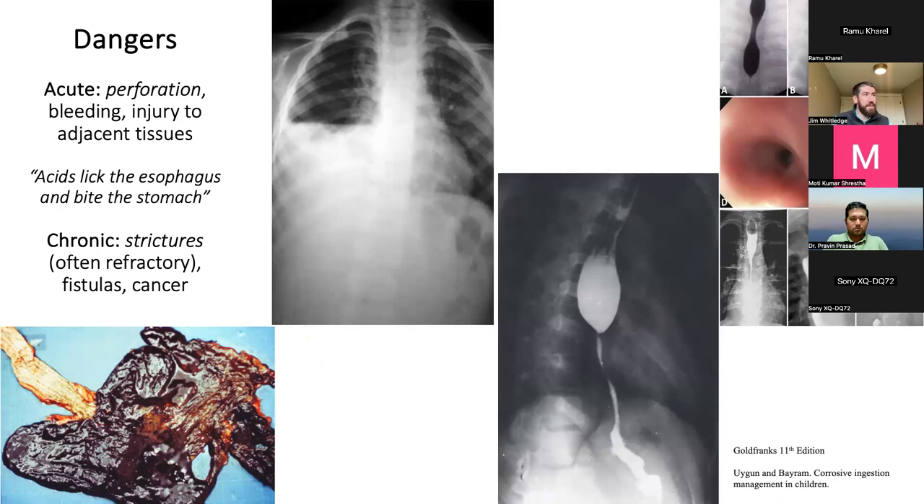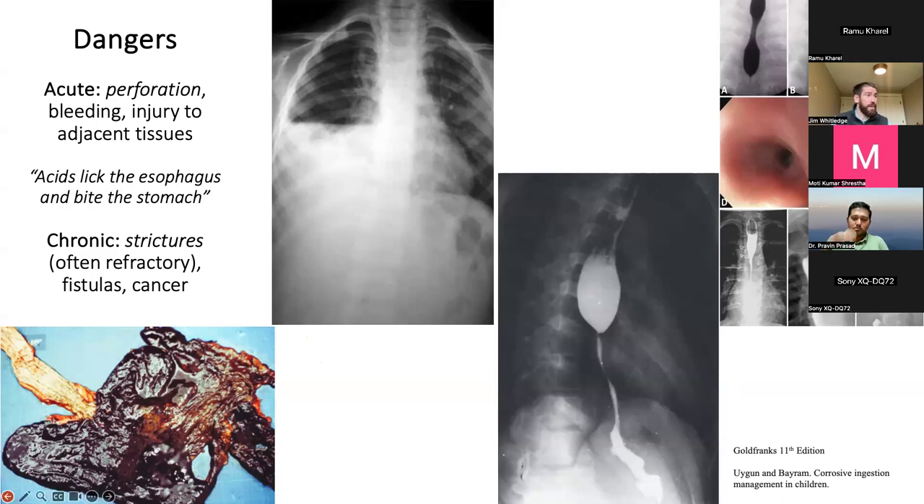Acids in general tend to be less injurious to the esophagus and more injurious to the stomach, and the opposite is true for alkaline substances. There's a saying we have that acids lick the esophagus and bite the stomach. So in addition to potentially having severe injury to the esophagus or the stomach, necrosis, sometimes even full thickness perforation, which can result in mediastinitis or peritonitis, you may also just have GI bleeding that results.